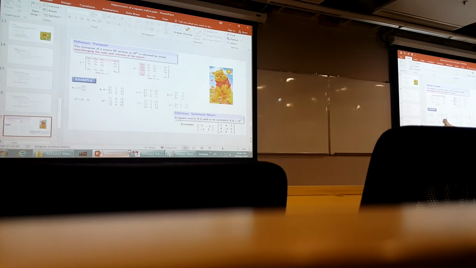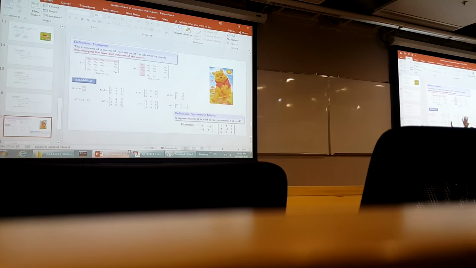Now, if you do not want to do column to row, you can do row to column. First row is 1, 2, 3. Make it into the first column, 1, 2, 3. Second row is 4, 5, 6. Make it into the second column, 4, 5, 6. Third row becomes third column, 7, 8, 9. Okay, that is called transpose.